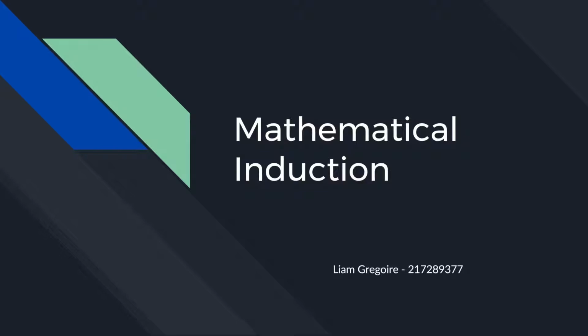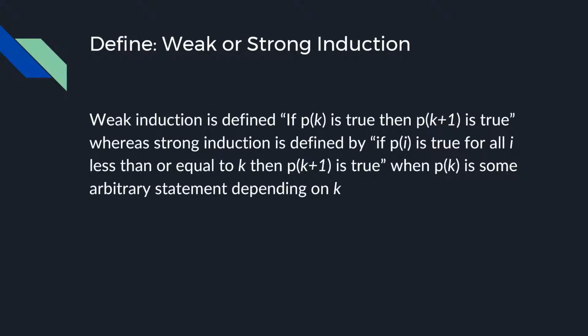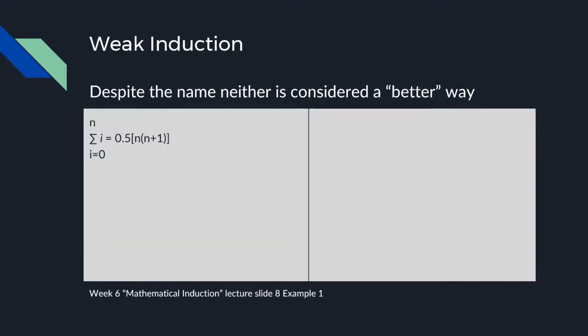I'm doing strong mathematical induction. Firstly, weak or simple induction is defined: if P(k) is true, then P(k+1) is also true, whereas strong induction is defined: if P(i) is true for all i less than or equal to k, then P(k+1) is true. Here P(k) is some arbitrary equation or statement dependent on k. Despite the name, neither method is considered better.